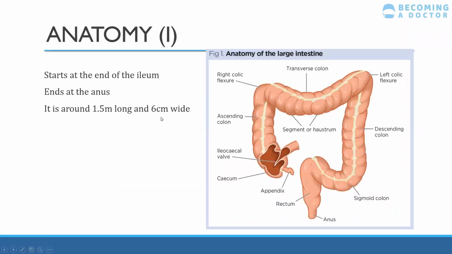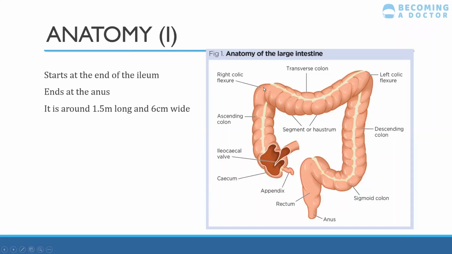Okay, so this is a diagram of your large intestine, and it starts at the end of your ileum and then goes all the way down to your anus. It's around 1.5 meters long and 6 centimeters wide. The cecum and appendix over here are in your right iliac fossa, and you have your ileocecal valve over here. So this stops your gut bacteria from entering your ileum, but it allows your chyme, so basically your digested nutrients, to enter your cecum and enter the large bowel.